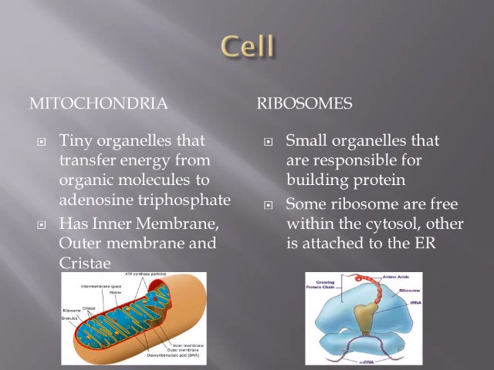Cell. Mitochondria, tiny organelles that transfer energy from organic molecules to adenosine triphosphate. Has inner membrane, outer membrane, and cristae. Ribosomes, small organelles that are responsible for building protein. Some ribosomes are free within the cytoplasm, others are attached to the ER.